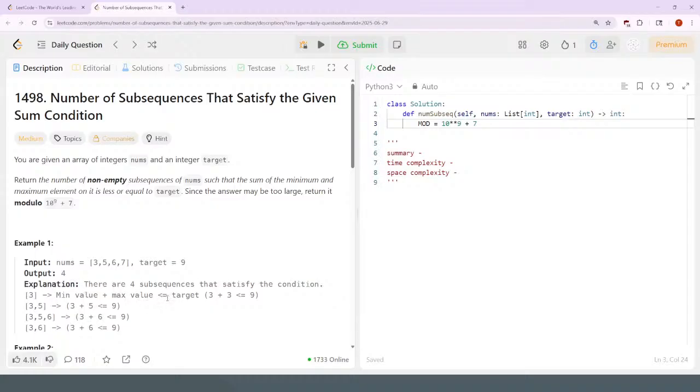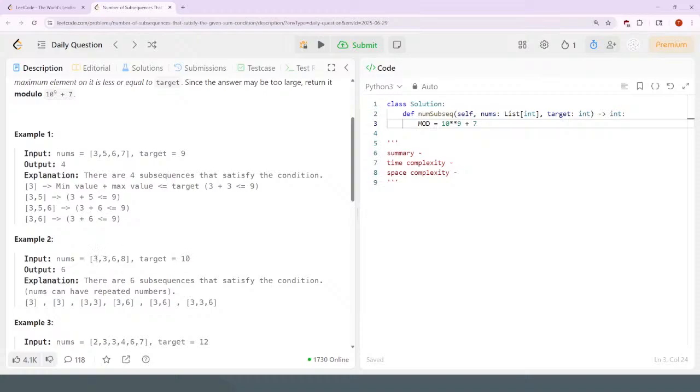Min and max value target. Oh, it's less than or equal to target rather than just equal to target. Okay. So it could be 3, it could be 3, 5, it could be 3, 5, 6, it could be 3, 6. Okay.